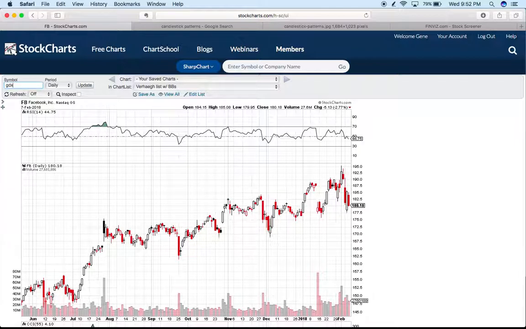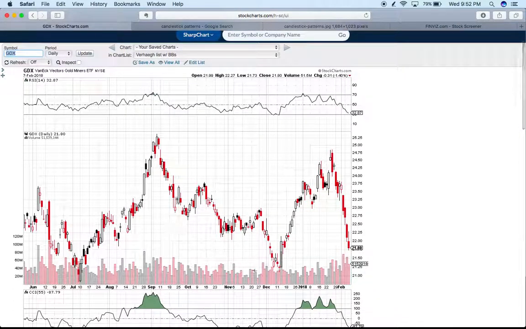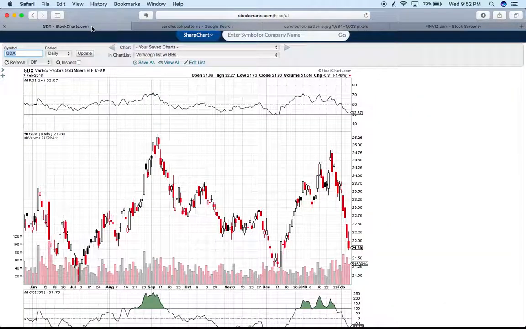Let's go to GDX. Here's a hammer down at the bottom. It's kind of hard to see. It's a small little line. That's called a hammer. That's a bullish candlestick pattern. At the bottom of a downtrend, you see a small body, you see a long wick or shadow, and it tends to go up not long after that. And there's a little hammer pattern. Not much of a body there. That would be maybe a doji hammer, they might call it.